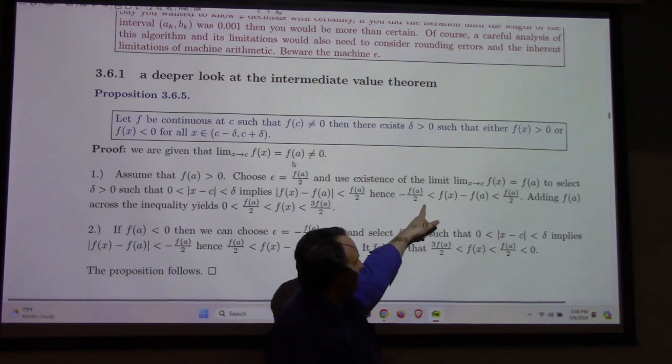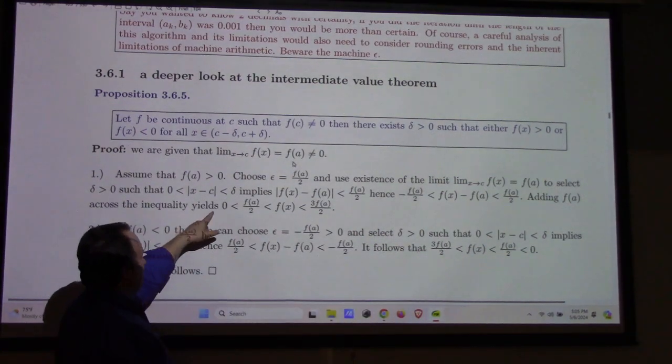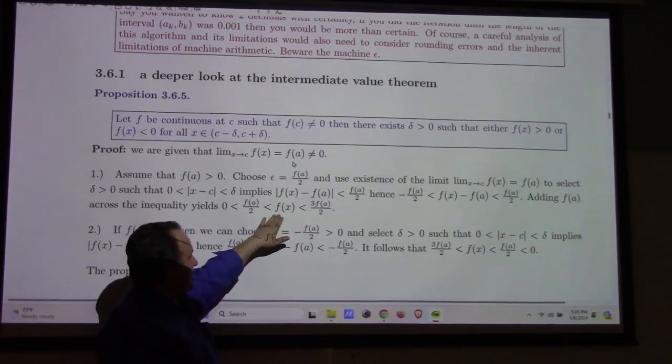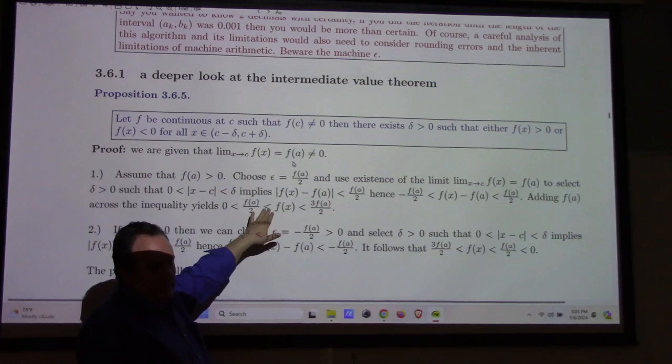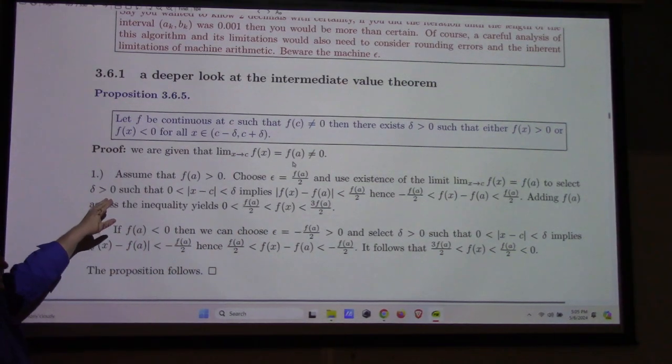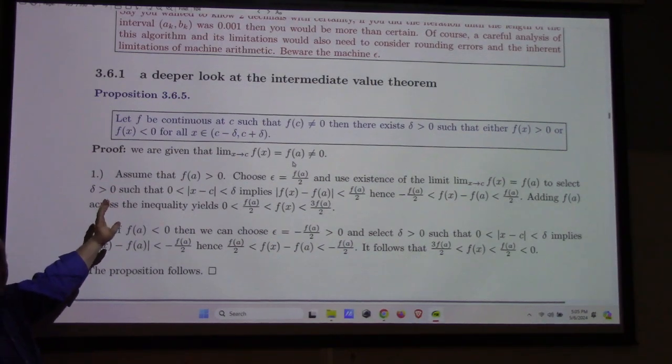Then if I add f(c) across this, it gives me 0 less than f(c)/2 less than f(x) less than 3f(c)/2. What's that tell me? That tells me f(x) is positive. Yay, so that's what I wanted. f(c) positive keeps f(x) positive for x close to c.